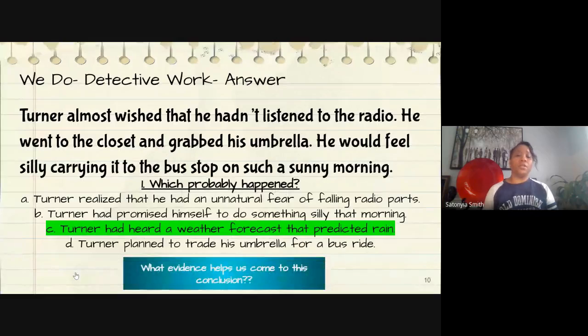If you said C, Turner heard a weather forecast that predicted rain, you are absolutely correct. So what evidence helped you to come to this conclusion? So think about that. How did you know that the answer was C? When we look at the passage, it lets us know that he wished he hadn't listened to the radio. So he listens to it, he grabs his umbrella, and then it says he would feel silly because it was such a sunny morning. So somewhere along the line, he has listened to that weather forecast that predicted rain, and he's taking that umbrella, even though it's sunny right that moment, because rain is expected.